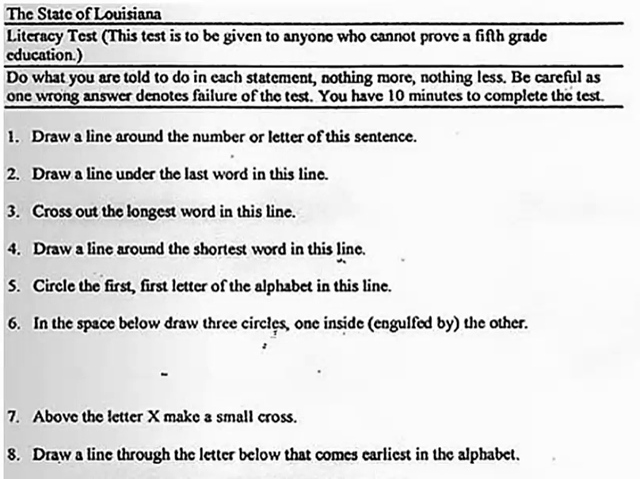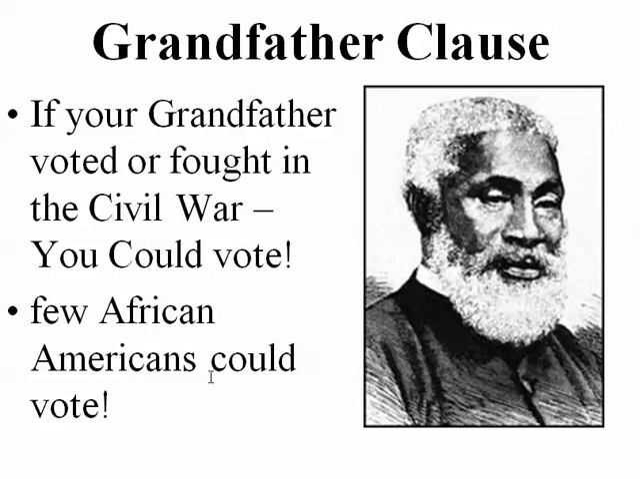And the grandfather clause was a way to let white people vote and not black people, because it stated if your grandfather voted prior to 1867, then you could vote too. Or if your grandfather fought in the Civil War on the Southern side as a Confederate soldier, then you could vote. So how many African Americans were allowed to fight on the Southern side, and how many African Americans' grandfathers had the right to vote in the South? So it's a way to keep African Americans from exercising the 15th Amendment.